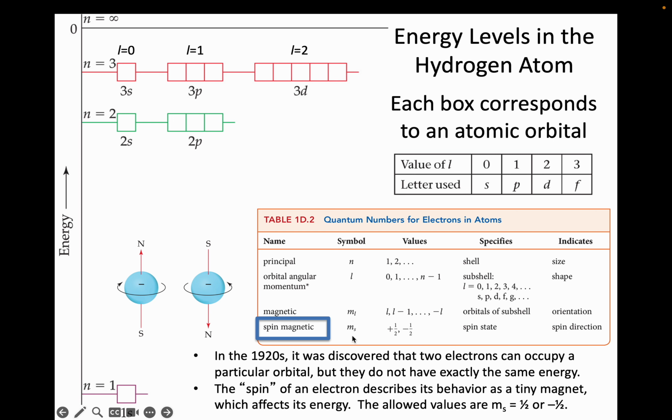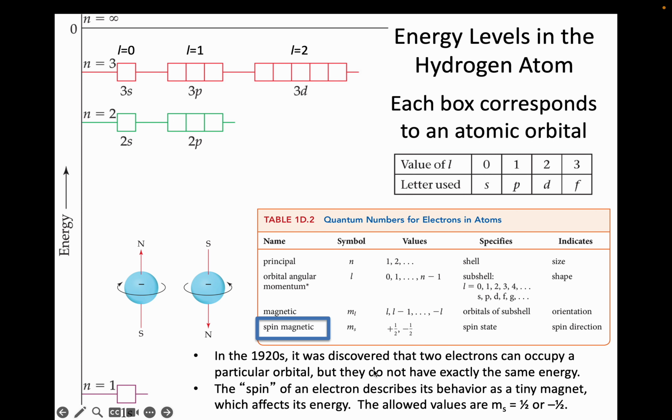It was discovered after Schrödinger first proposed his model that we can have 2 electrons within a given atomic orbital, but they don't have exactly the same energy. This could be thought of as the electrons having a particular spin. That's why it is called the spin magnetic quantum number. For now, let's just recognize that the allowed values for the spin are either +1/2 or -1/2.